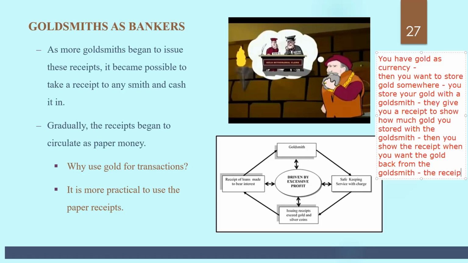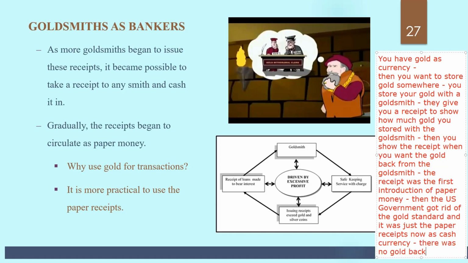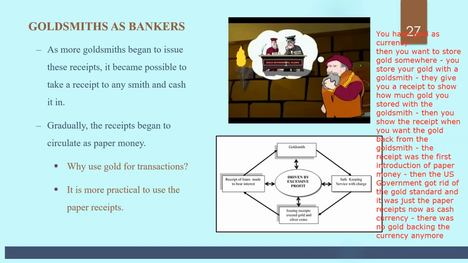The receipt was the first introduction of paper money. Then the US government got rid of the gold standard, and it was just the paper receipts as cash currency. There was no gold backing the currency anymore. So that's how we're just using paper now, because it used to be a receipt that you used to get your gold back.